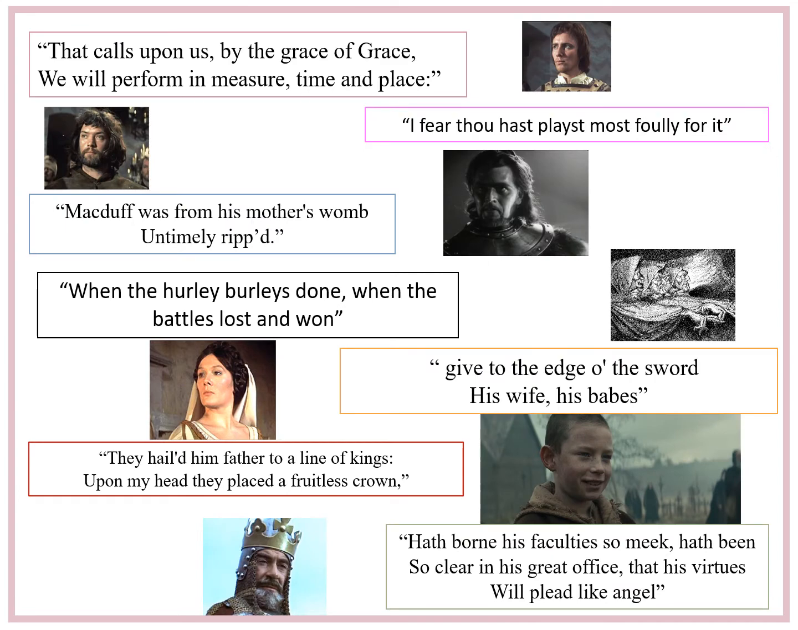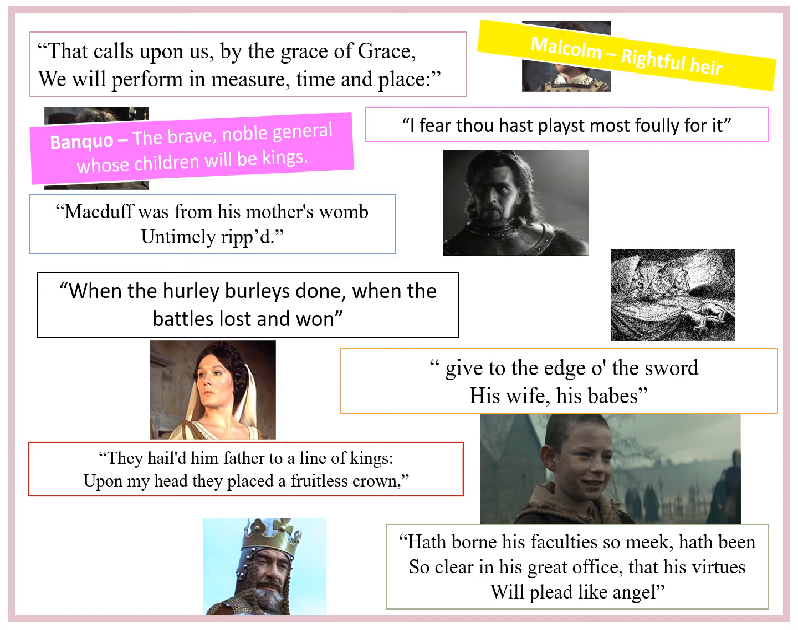We are now going to look at some of the other key characters in Macbeth. Malcolm is the rightful heir to the throne, and at the end of the play becomes king. He says it's by the grace of grace, showing how he aligns himself with religion, where Macbeth aligned himself with the supernatural. Banquo is also significant, since Banquo receives a prophecy at the same time as Macbeth. Banquo is told that his children will be kings, but he worries that Macbeth plays most foully for the kingship. He is therefore suspicious of Macbeth, hence why Macbeth kills his friend.